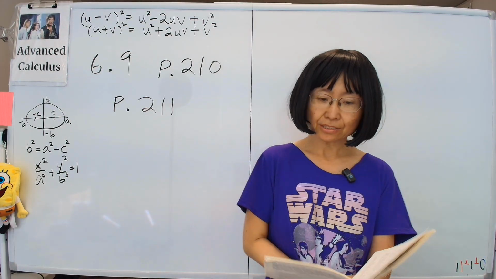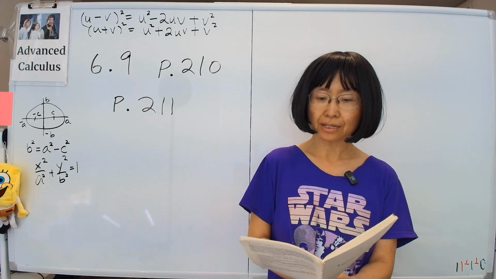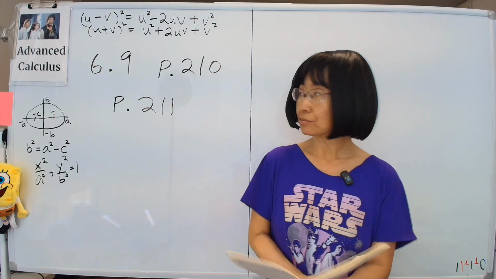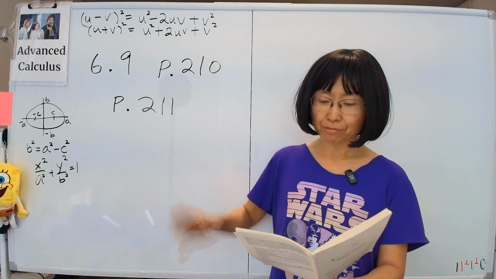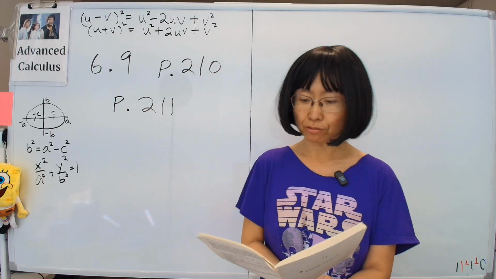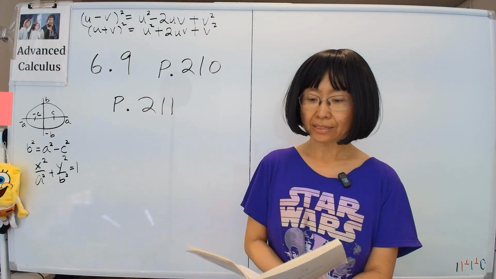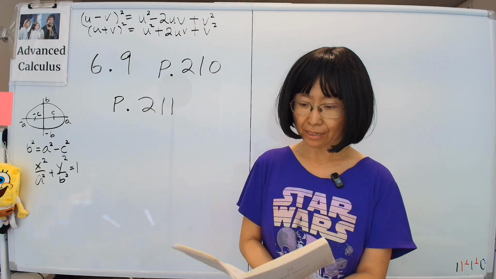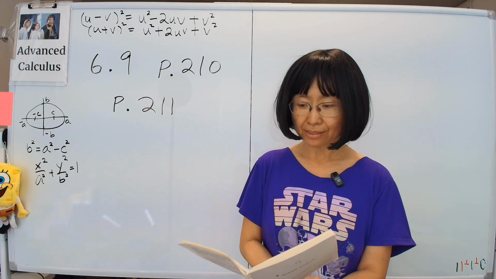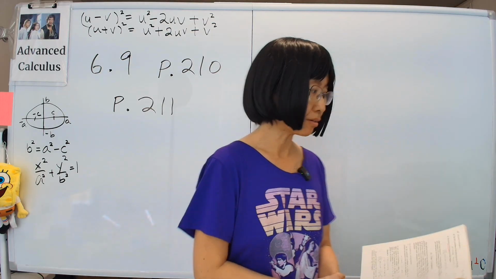So next, let's look at subsection 9.2 on page 211, where we are looking at spherical coordinates. Spherical coordinates, of course, have the equations x equal to r sine phi cosine theta, y equal to r sine phi sine theta, and z equal to r cosine phi.